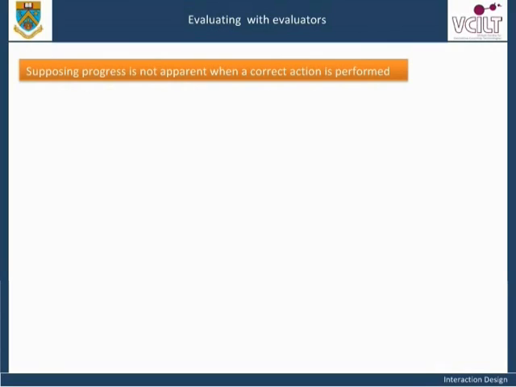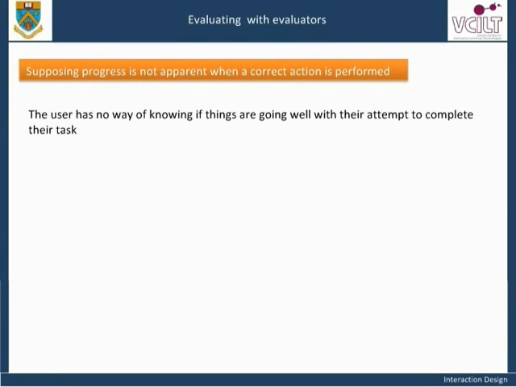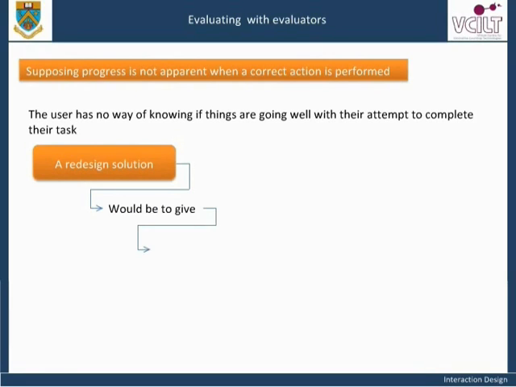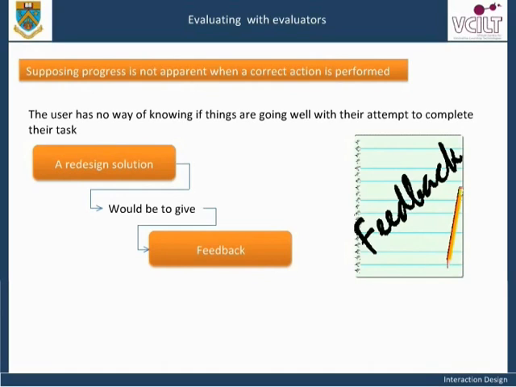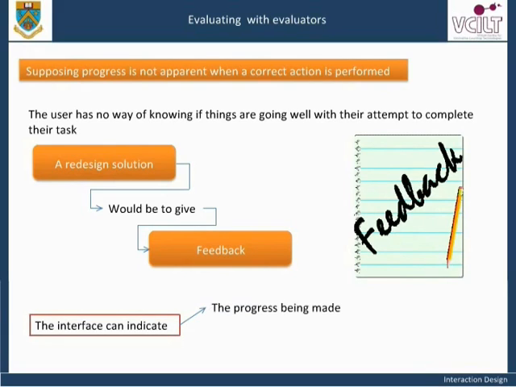Finally, supposing progress is not apparent when a correct action is performed. The fourth question. This means that the user has no way of knowing if things are going well with their attempt to complete their task. A redesign solution would be to give some feedback to the user, maybe at least an hourglass to indicate that some action is being performed. Better still, the interface can indicate that progress is being made, and additionally indicate what it is doing to contribute to this progress. See the example of Heuristic 2.1 in the Heuristic Evaluation section.